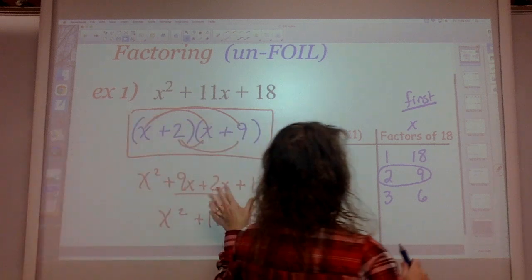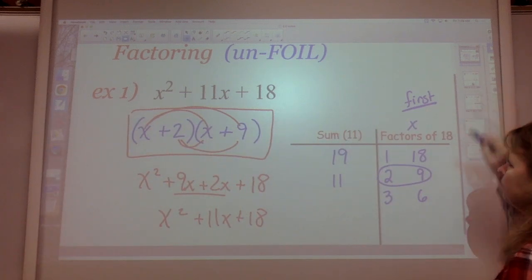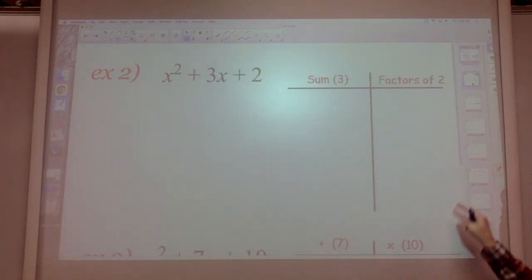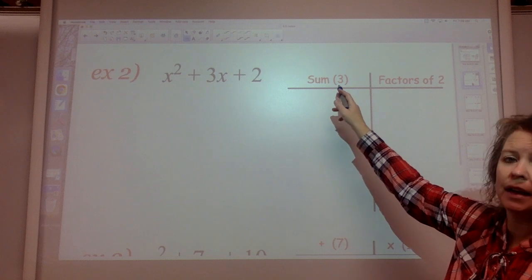You can check your work if you want to. You don't have to every single time. Let's try the next one. x squared plus 3x plus 2. You make your chart over here and say it's got to add up.